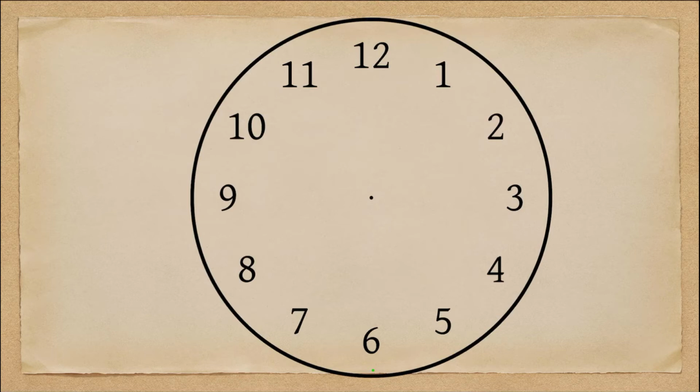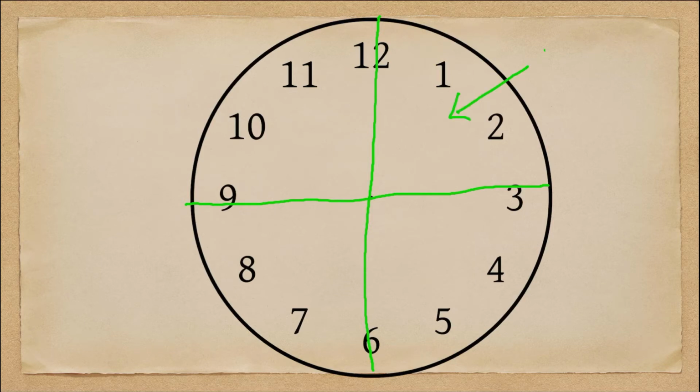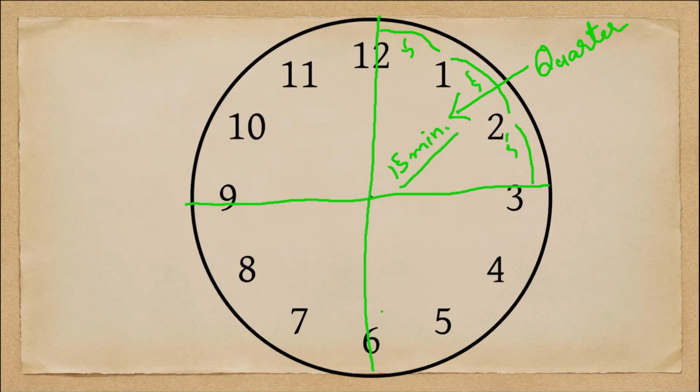If you see the clock carefully, you can see that we can divide it into 4 parts. Each part is called a quarter, and every quarter has got 15 minutes. From here to here 5, here to here 5, here to here 5. So 5, 5, 5, 15 minutes. Here also you will find 15 minutes, here also 15 minutes, here also 15 minutes.